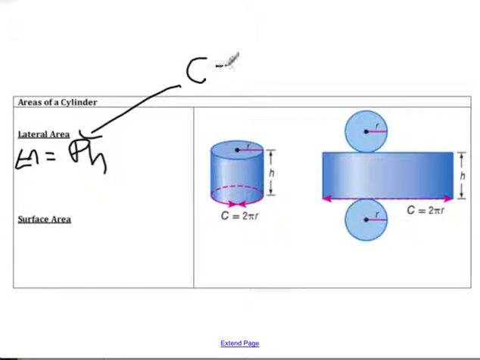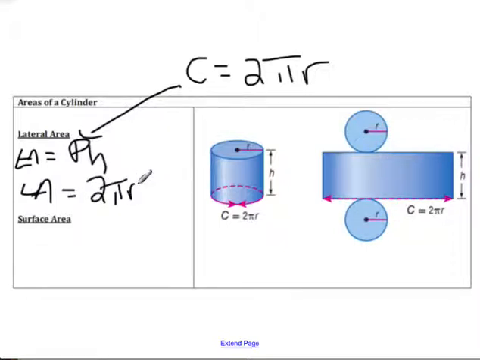And remember that the circumference of a circle is 2 pi r. So what's an even better formula for the lateral area of a cylinder is 2 pi r, so we do need to know the radius of the base, times the height. So we're going to take the radius of the base, times it by pi, and 2, and then the height. Okay, so then surface area.